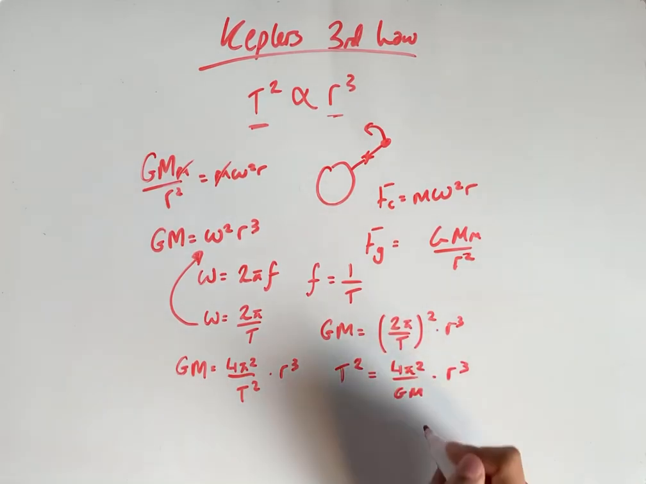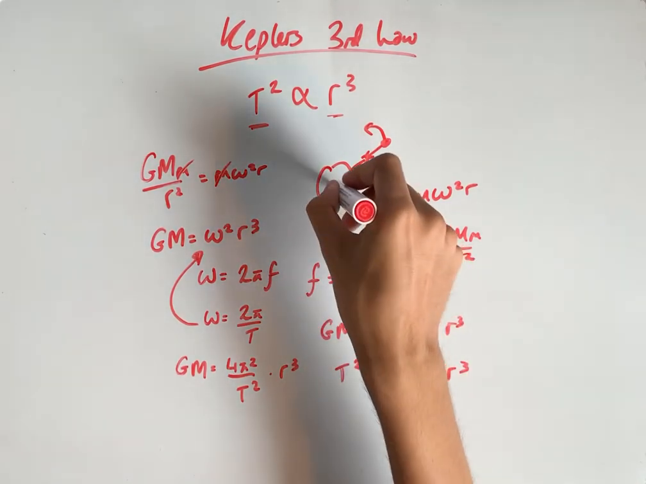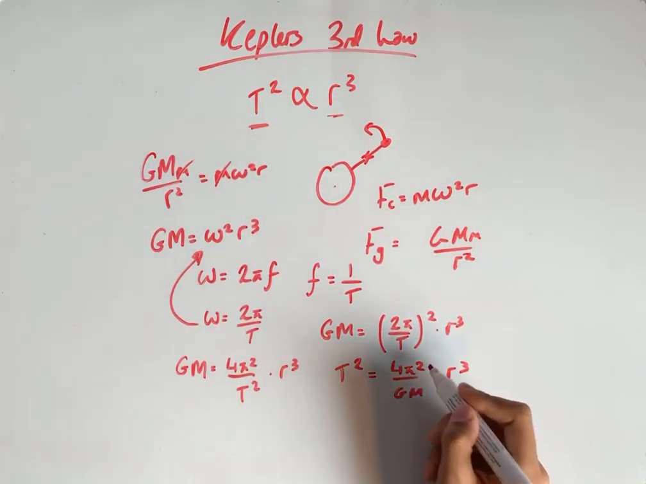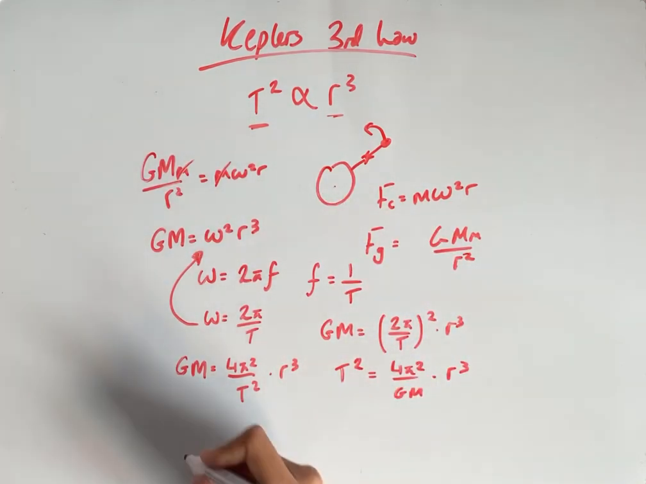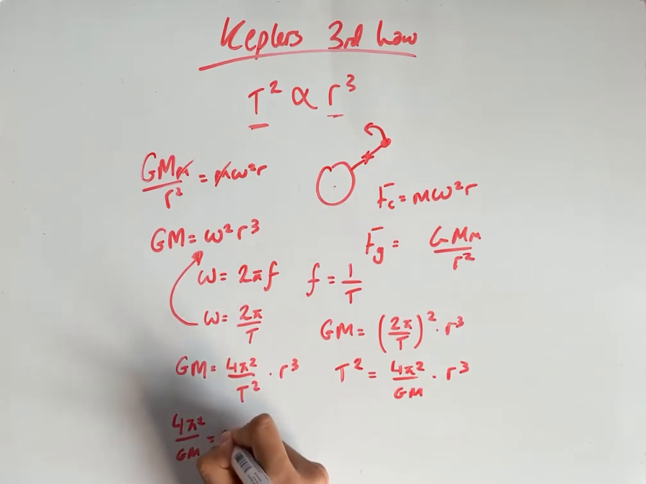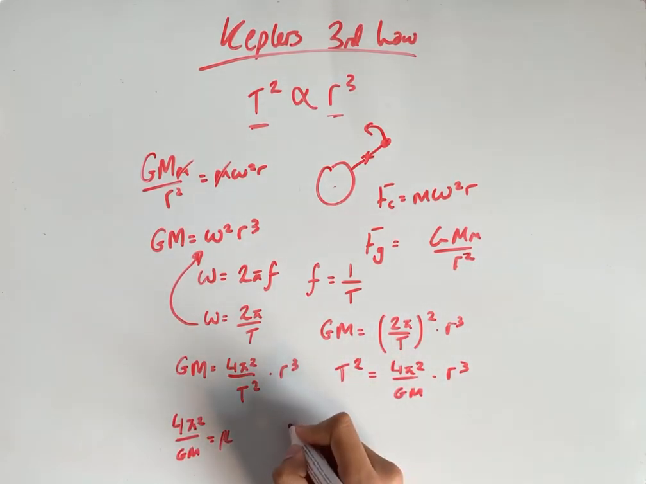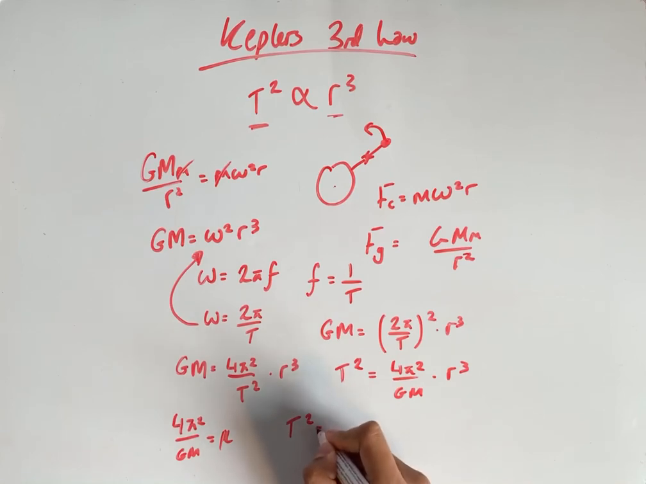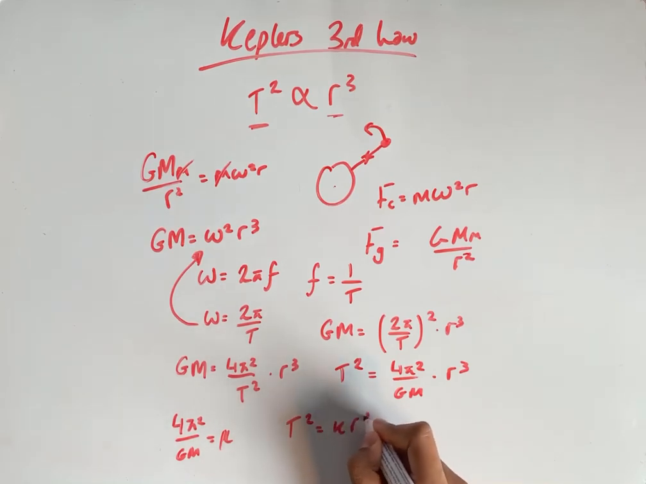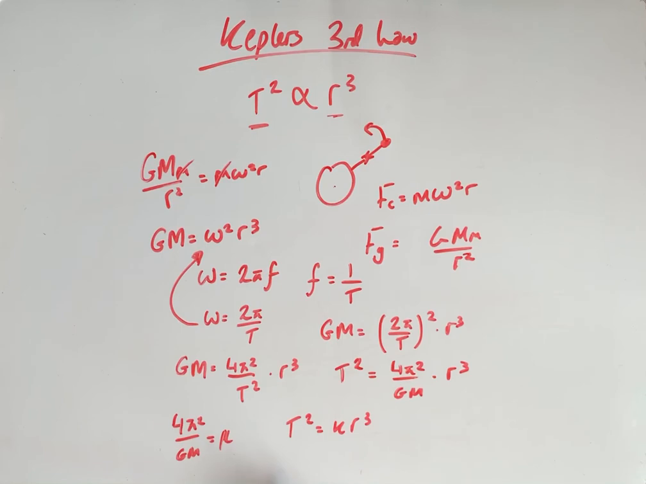Now in our context, the big M, the mass of this larger body, is fixed, which means 4 pi squared over GM is fixed. So we're going to let that be a constant. We're going to say 4 pi squared over GM equals k. So substituting that into there, we can say T squared equals k r cubed. And where we have an equals k, this reduces to a proportionality. So we just have T squared is proportional to r cubed, which is what we set out to prove, which is Kepler's third law.